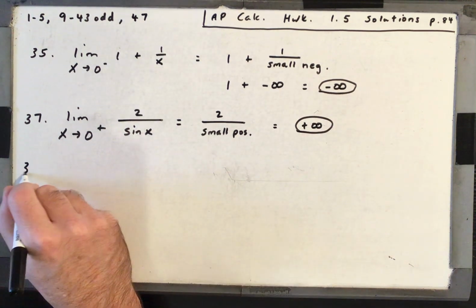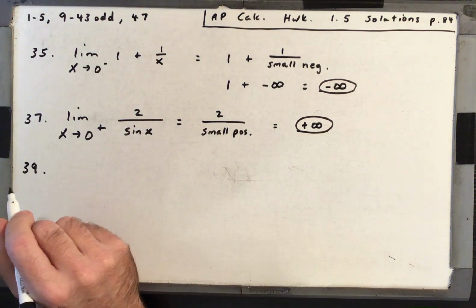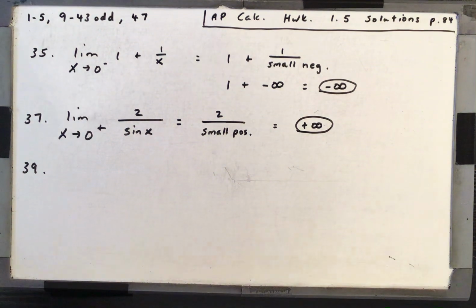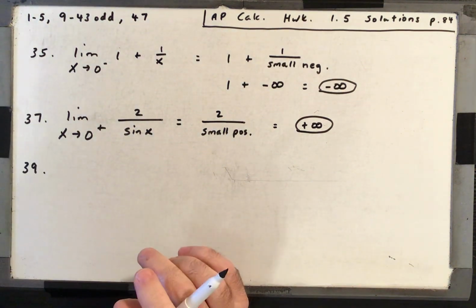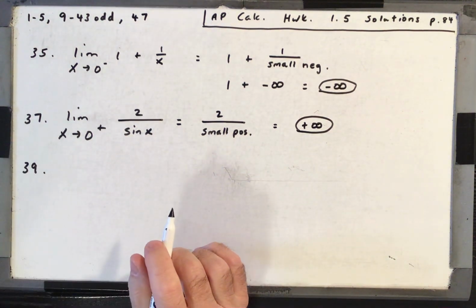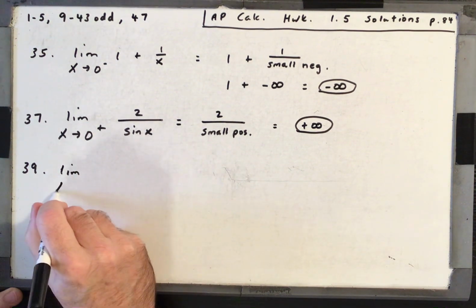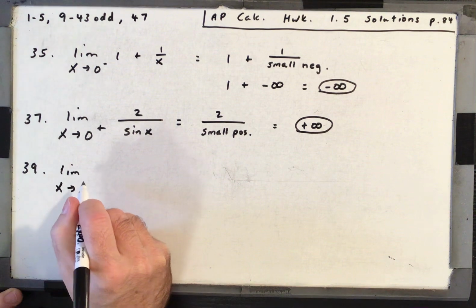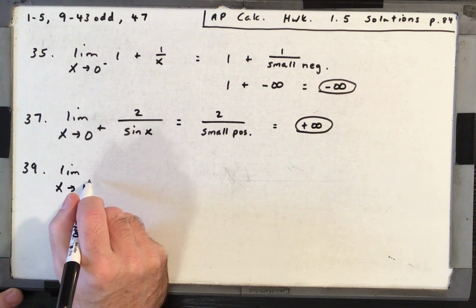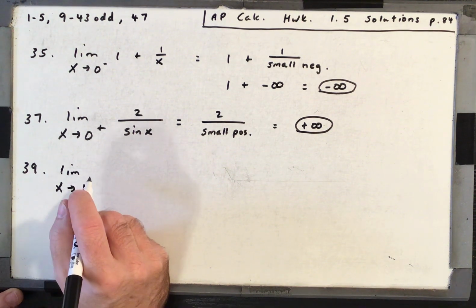All right, 39. Okay, taking me a while to get all these done. So 39, we have the limit as x approaches 1. And it doesn't look like it's from the left or right to me from the book.